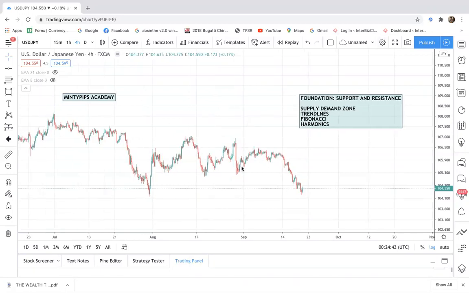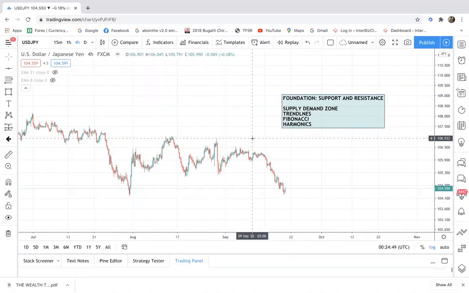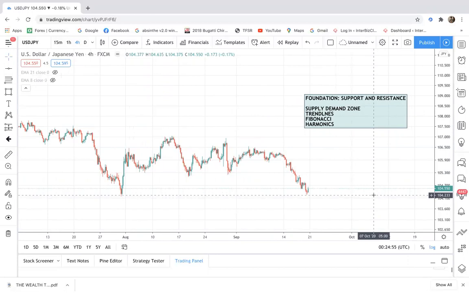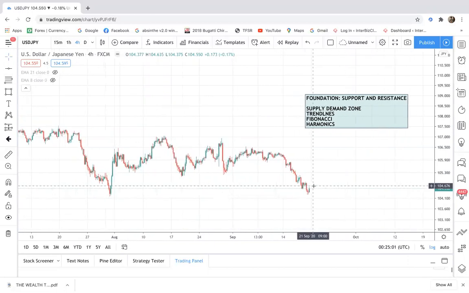All right, so as you can see here, I have my chart, USD JPY. What we're going to be doing is going over the fundamentals of how I trade. I've been trading for the last 9 years, since 2011. It's 2020 right now, and so I've learned a thing or two over the years. I'm going to show you how exactly I mark my chart.